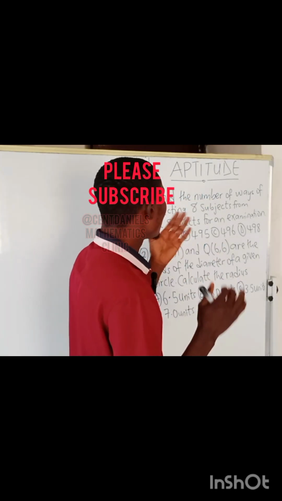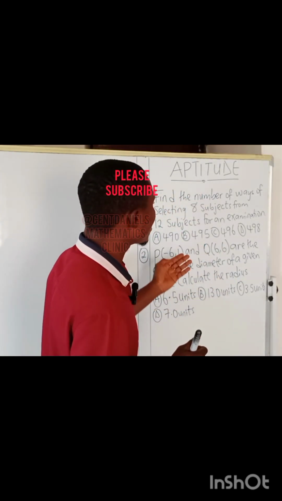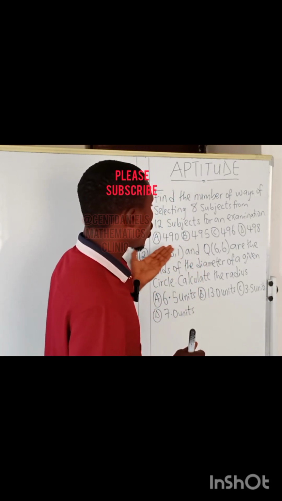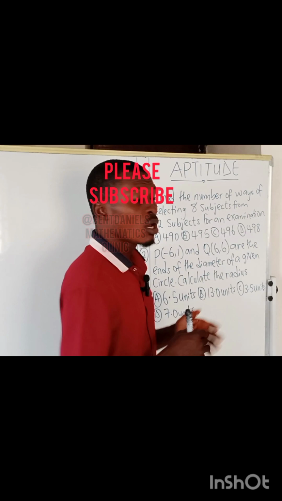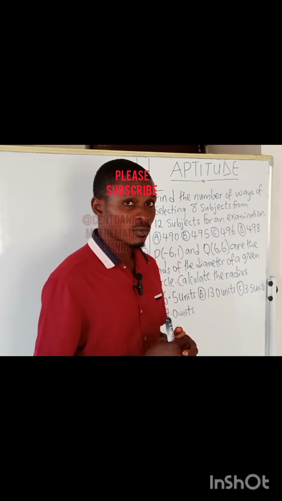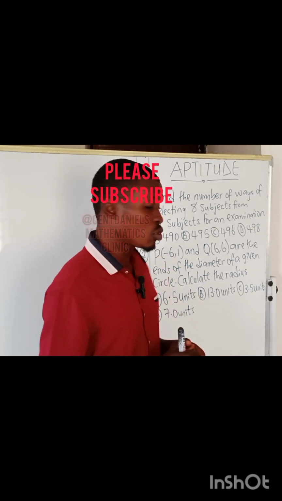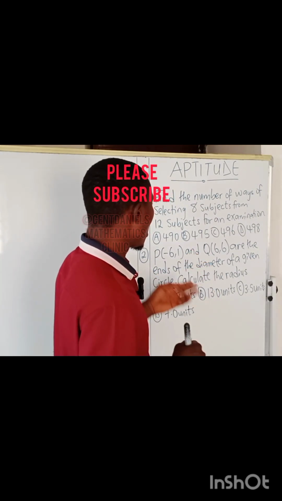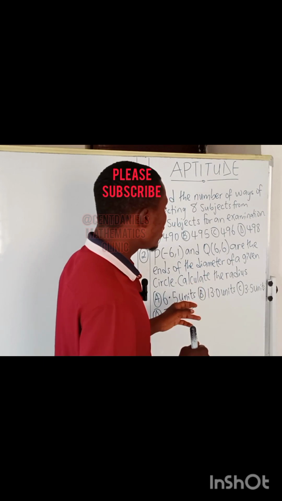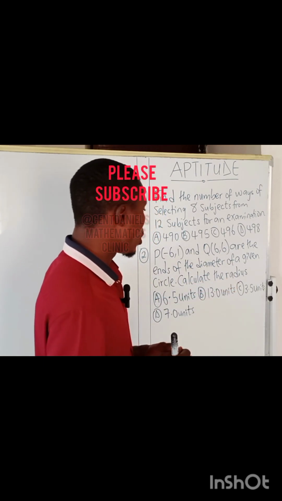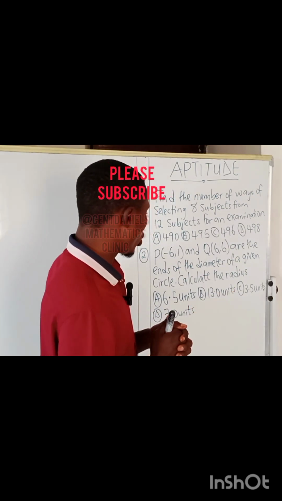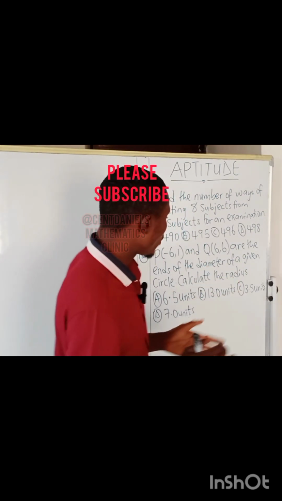Number one says, find the number of ways of selecting 8 subjects from 12 subjects for an examination. You have the options A to D. This question is on combination, right? Remember your permutation and combination. That is that. Number two, you have two coordinates, P and Q, and they are the ends of the diameter of a given circle. We have to calculate the radius of the circle. You have options A to D. Now the solutions.